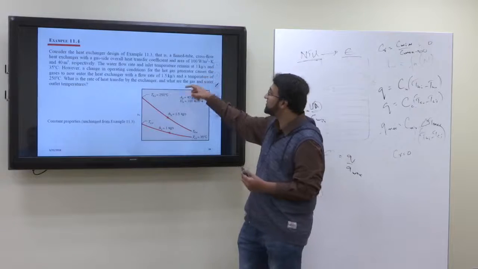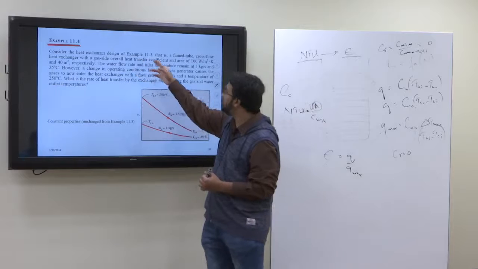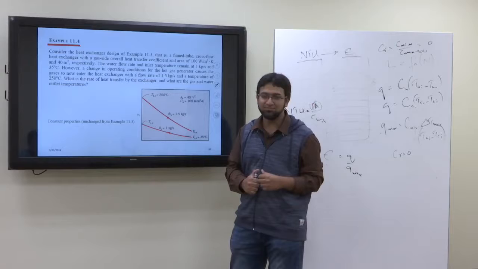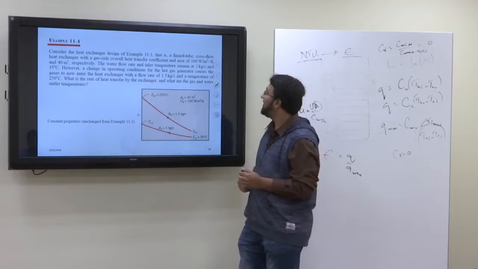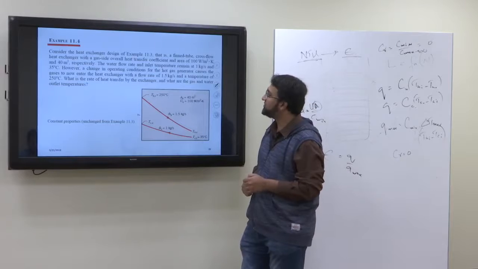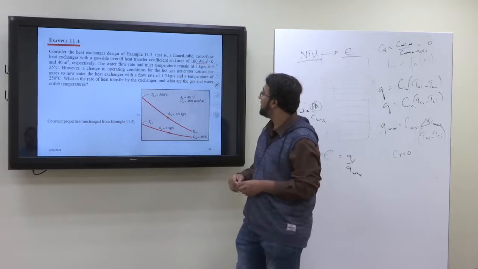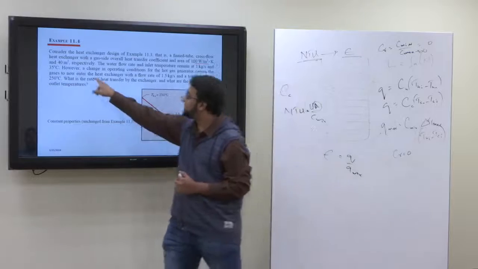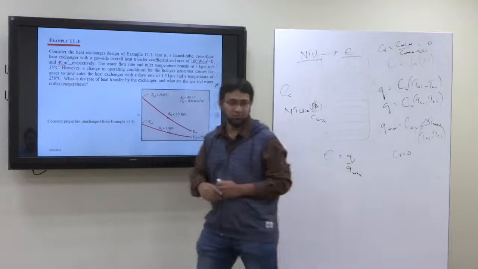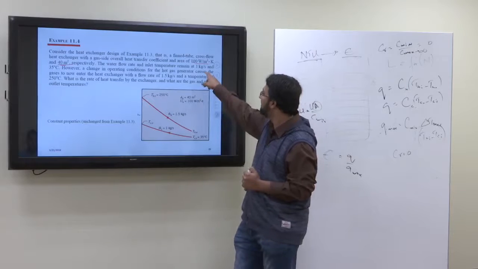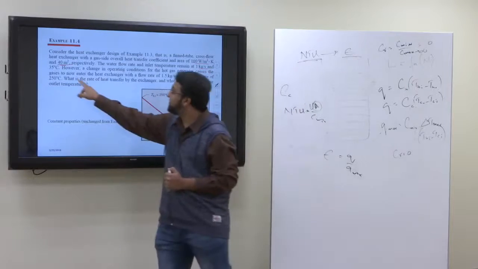So again, consider the heat exchanger design example of 11.1.3, that's the same example, the last example that we did. That is a fin tube cross flow heat exchanger with the gas side overall heat transfer coefficient and area of 100 watt per meter square Kelvin and 40 meters squared. So now this time the area is known, 40 meters squared. The water flow rate and the inlet temperature remain at 1 kg per second and 35 degrees centigrade.